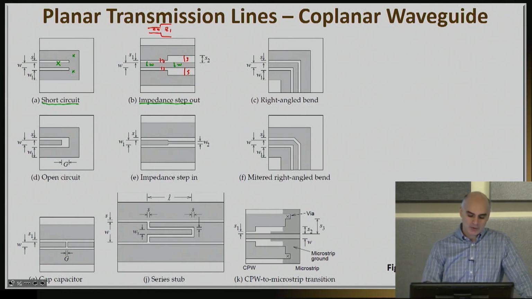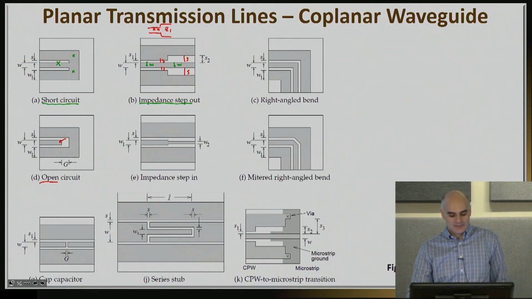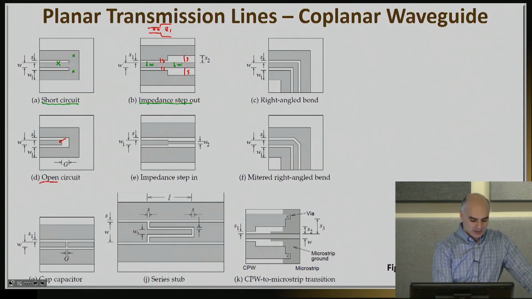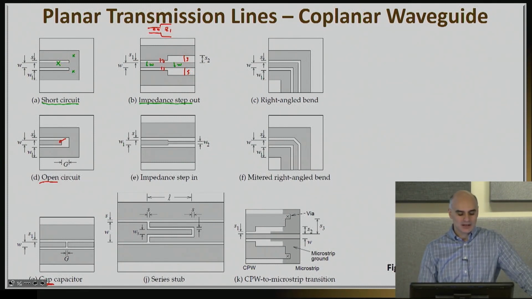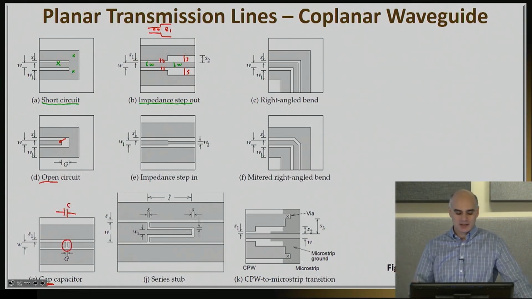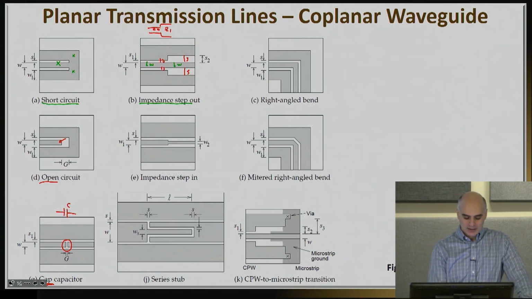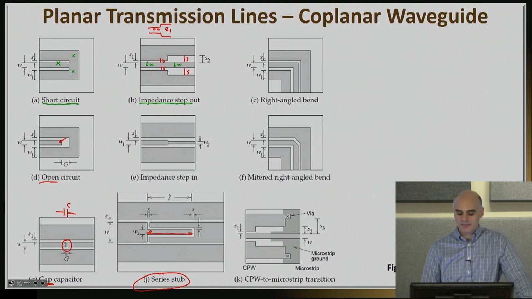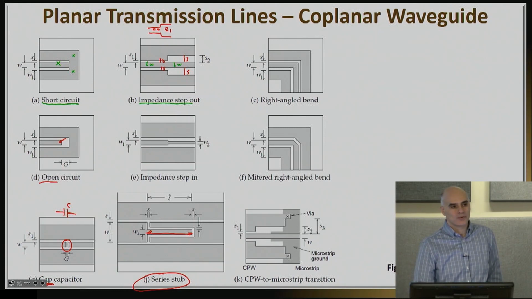Now, I'm going to come back to C, but let's look at D. Here's an example of an open circuit. You just literally stop the strip line. This is an example of a capacitor down here. In fact, all you have to do to make a capacitor is place a gap, an air gap. Just put a break, and the distance of the break will give you a capacitor. Here's a good example of a series stub. Look at this length. This is the length of the stub that you will have, and so on and so forth.